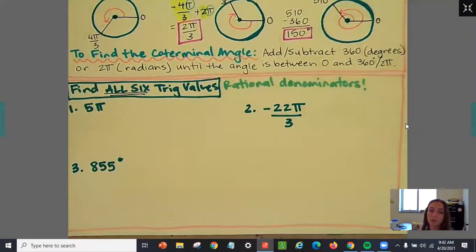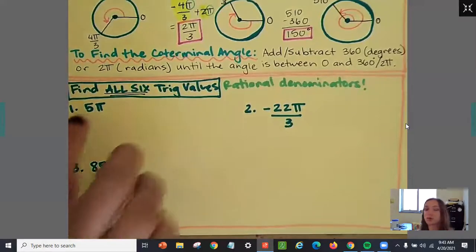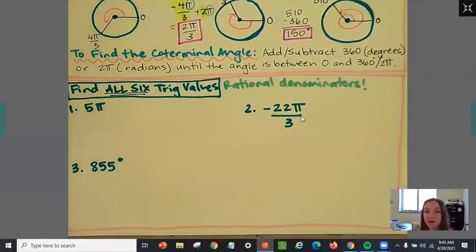Alright, so the very first thing that we need to do is with 5 pi, we do need to figure out the coterminal angle. So what's the angle between 0 and 2 pi that is equivalent to 5 pi? So what we're going to do is add or subtract 360 degrees or 2 pi until the angle is between 0 and 2 pi in this example. So we're going to take 5 pi and subtract 2 pi from it until we get it between 0 and 2 pi.